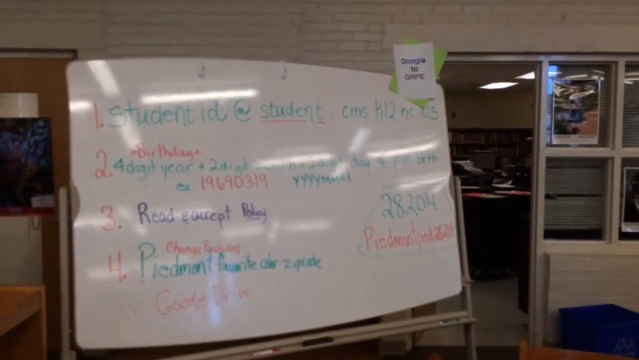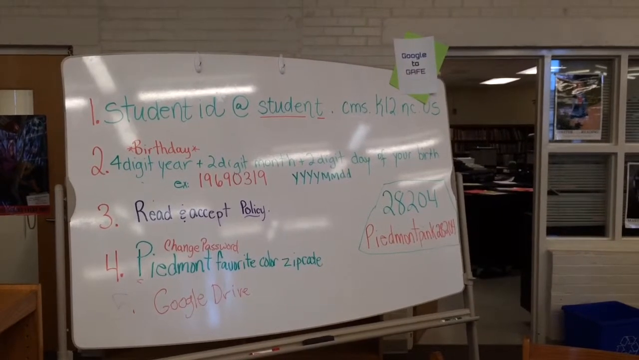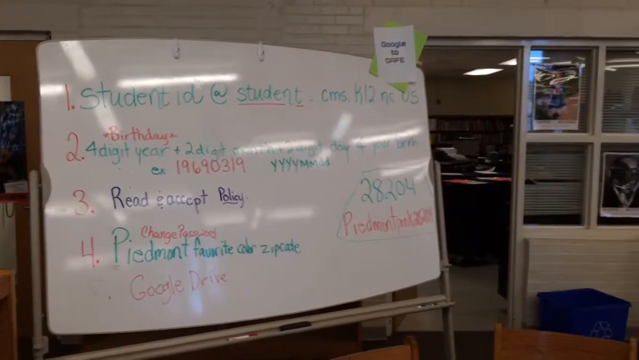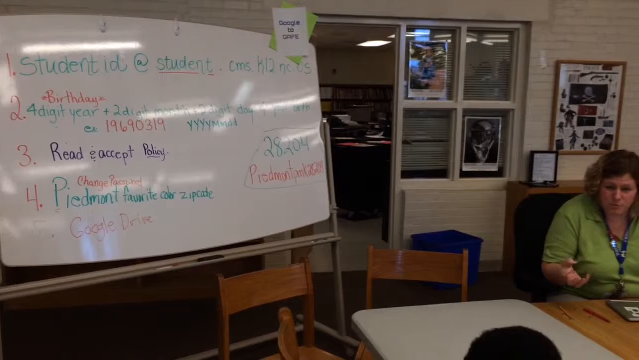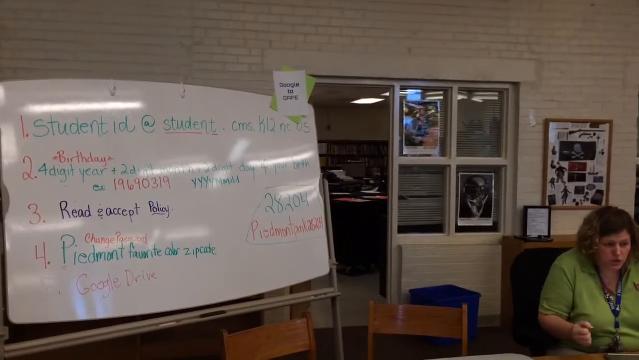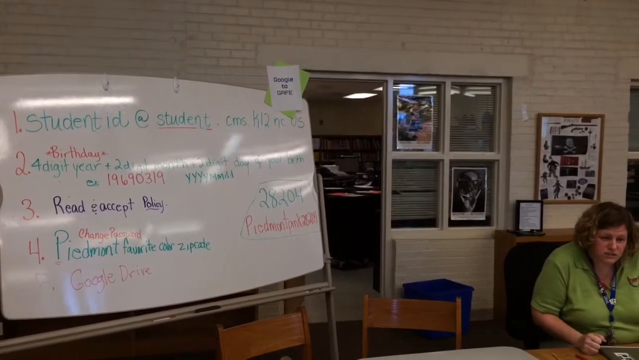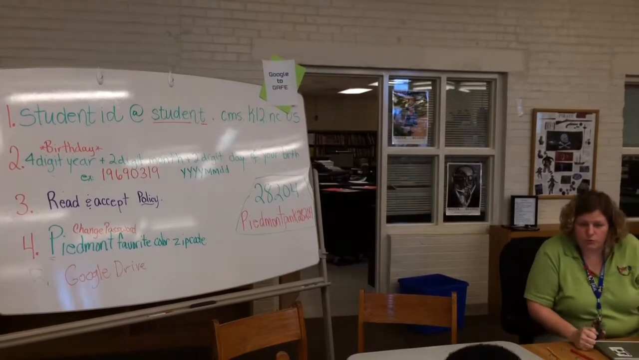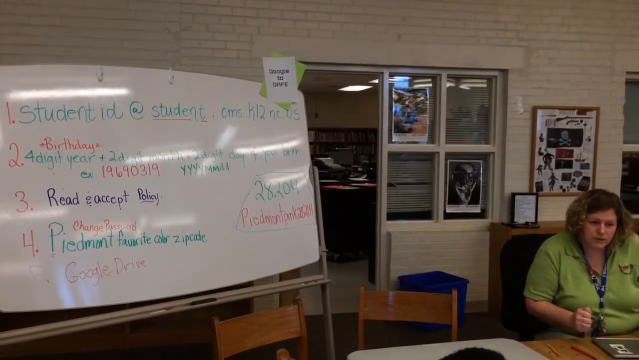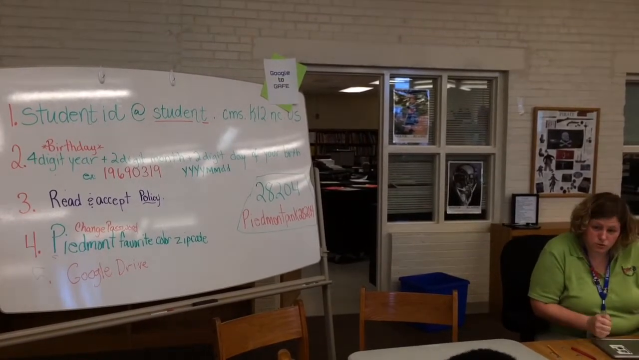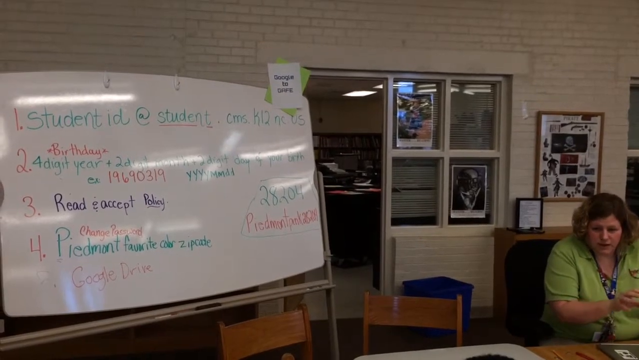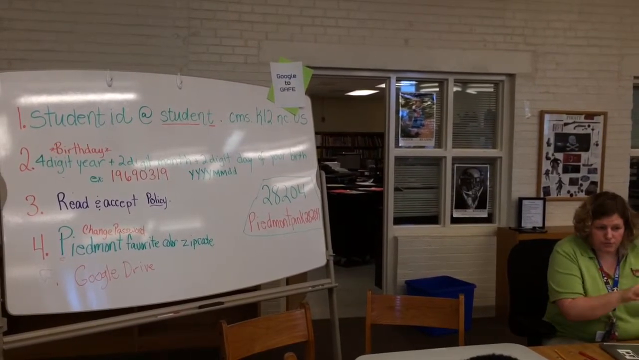student.cms.k12.nc.us, and then for this very one time, just one time, we're going to use our birth date. It's not the same birth date that we've been using all these years. We're going to have a 4-digit year. So if you were born in 2002, you're typing in 2002 0507, whatever your birthday is.